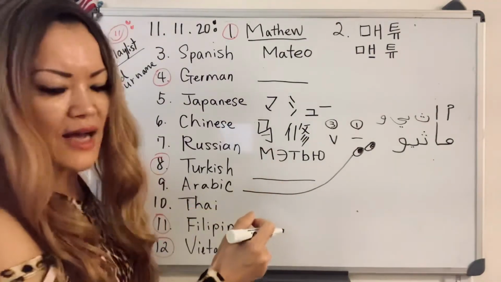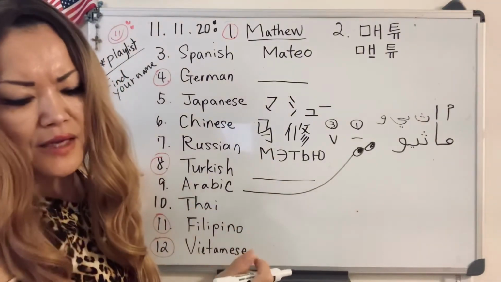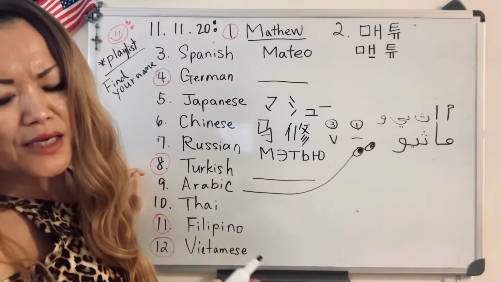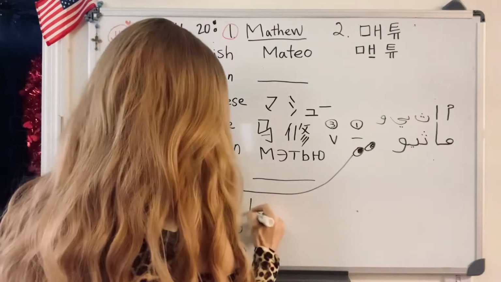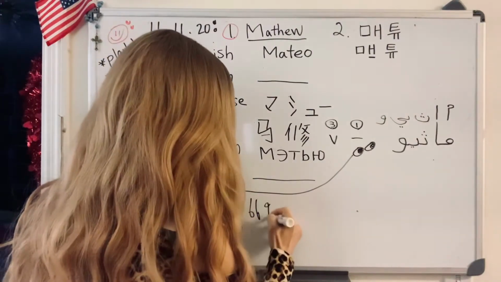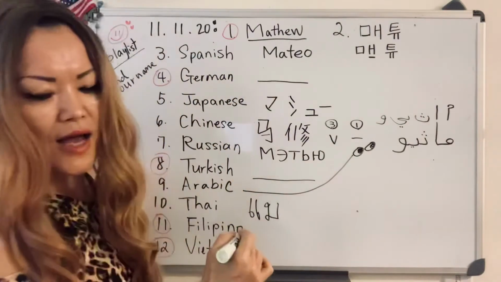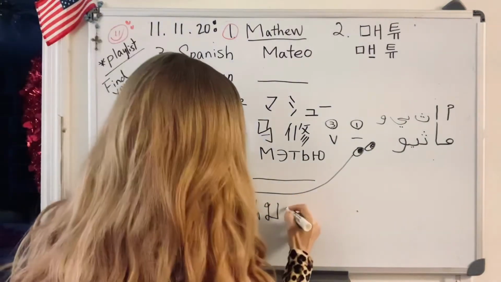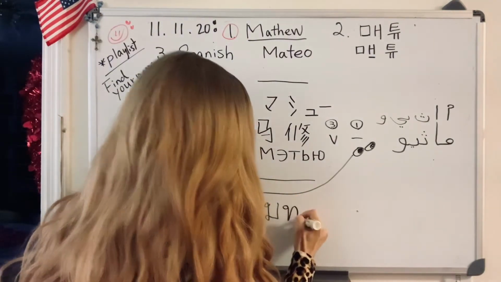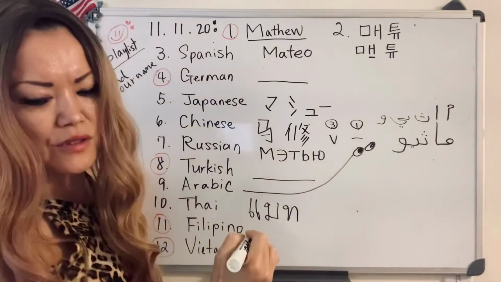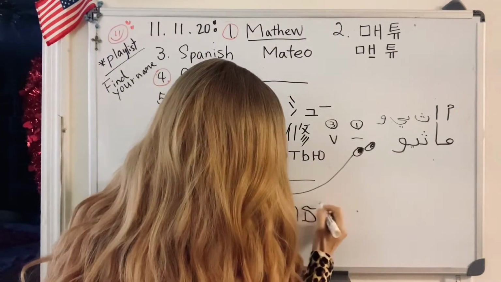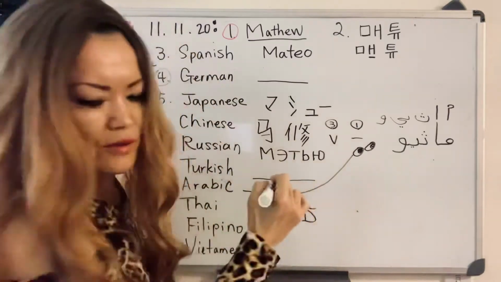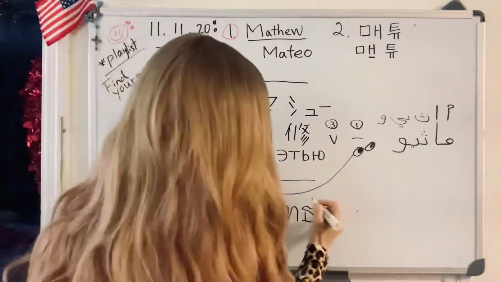Let's go to Thai. Thai is number 10. Thai is Matthew. Ma, S sound, and then mama, M sound, and tomato is T sound, and then what is your U sound? Come on, tomato. Then the last one, and then on.